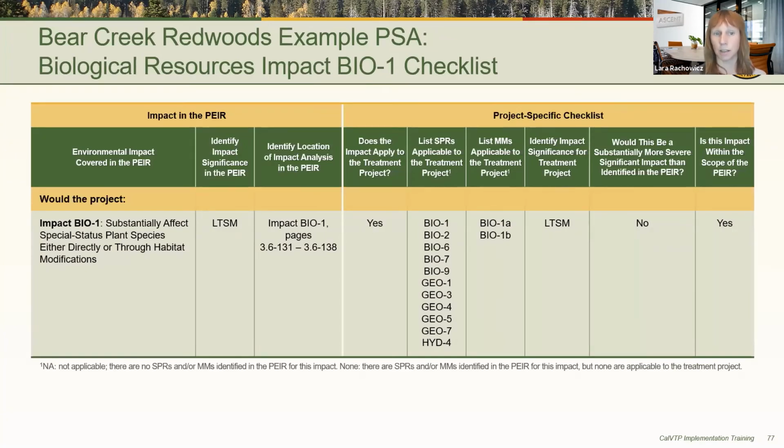This is the completed checklist for Impact Bio 1. On the left side of the table is the part that does not change. And on the right side is the project-specific checklist populated for the Bear Creek Redwoods project. Here, if you follow along, yes, the impact applies to the project. The applicable SPRs and mitigation measures are listed. The impact is the same for the project as for the PEIR, which is less than significant with mitigation. No, the impact is not more severe than identified in the PEIR, and yes, it is within the scope. Next slide.